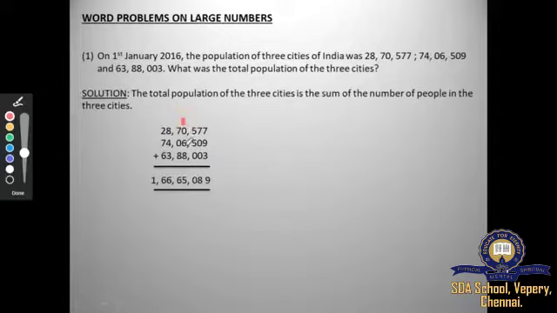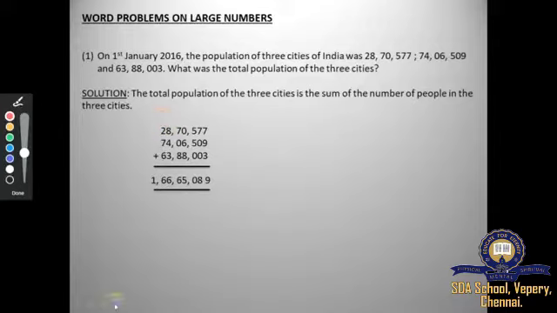6 plus 8 will give you 14, plus the carried 1 will give you 15. So 5 and 1 will be carried down here. 7 plus 8 will give you 15, plus this carried 1 will give you 16. So 6 and 1 will be carried here. 8 plus 4 will give you 12, and 12 plus 3 is 15, plus this carried 1, so 16, 6 and 1 carried here. 7 plus 2 is 9, 9 plus 6 is 15, plus this carried 1 will give you 16.